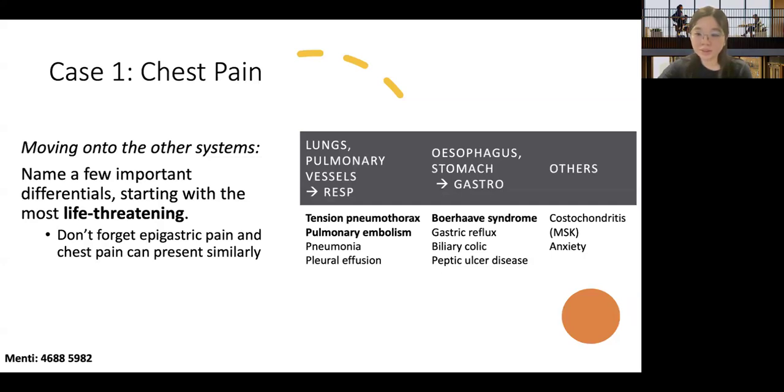So just because some people might not have done their gastro rotation, Boerhaave syndrome is when you throw up a lot, like let's say an alcoholic, because of all that throwing up, the trauma causes the esophagus to rupture. Yeah, so that's obviously not good.